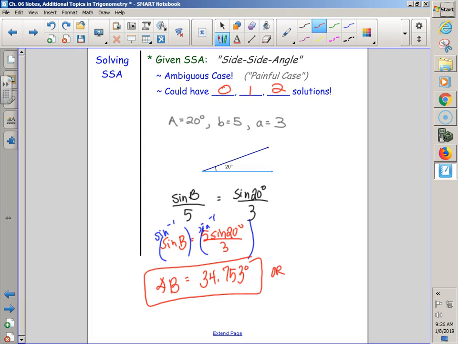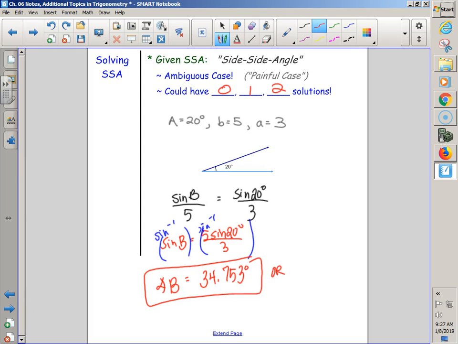Real quick reminder, sine inverse. If I was to give you something like sine inverse of 1/2, isn't this a unit circle value, guys? Doesn't this happen at 30 degrees? Okay. Is 30 degrees a proper answer? Yes. But here's the struggle.